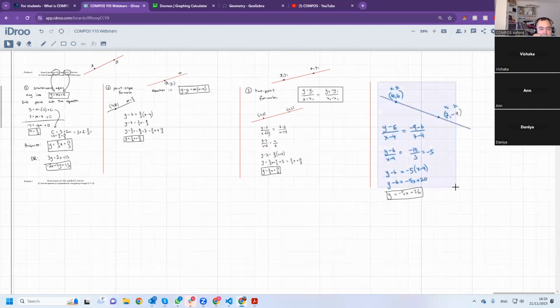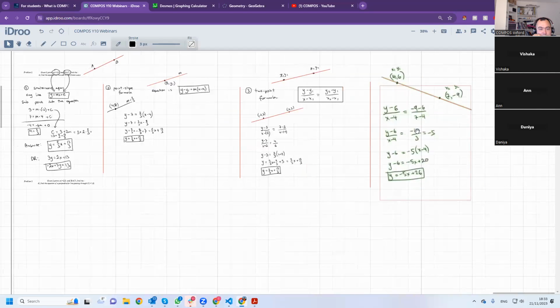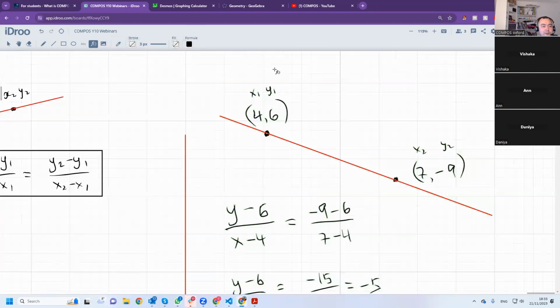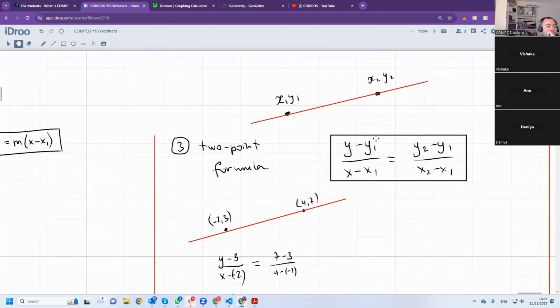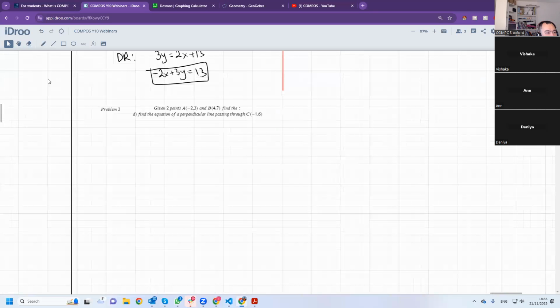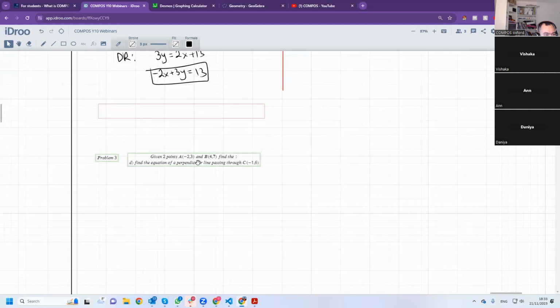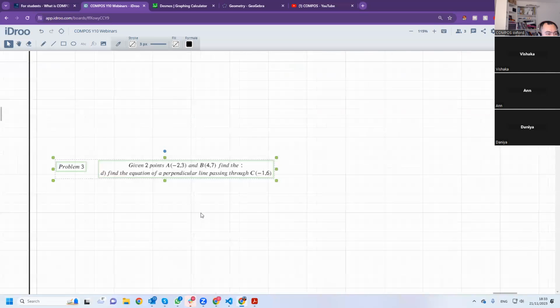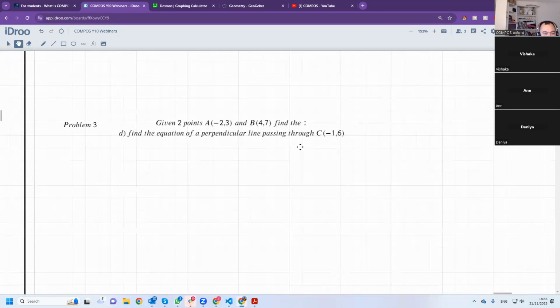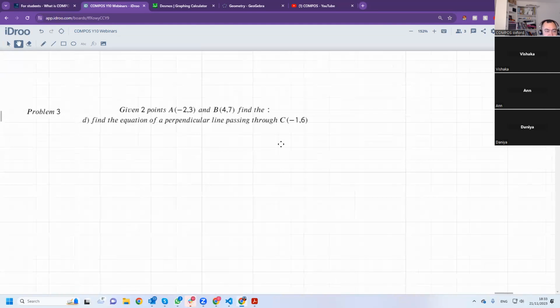So this is another example. I'll just label it, so that for future generations, another example. Okay, getting more interesting. Given the same 2 points, find the equation of a perpendicular line going through a point C.